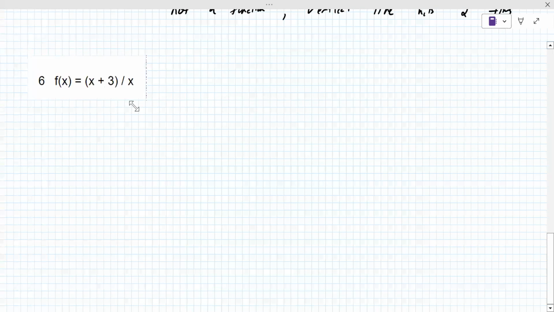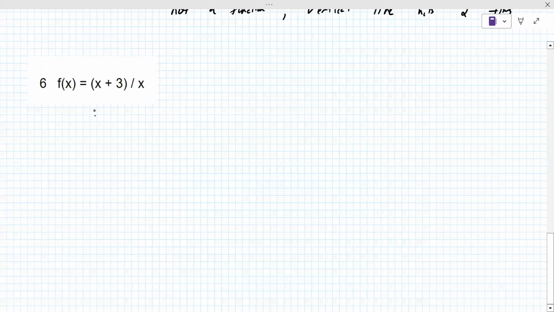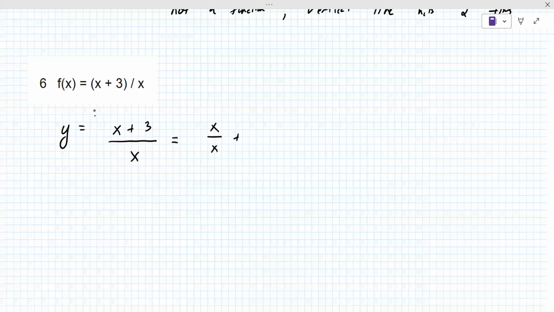All right, so this one here, just a little rewrite here. Y equals (x plus 3) divided by x. Now you can actually do the following here, which I think would make this a little bit easier, is you can divide both of these by x. And then this becomes x over x becomes 1 plus 3 over x. Okay, just a little bit of manipulation to start. I don't see why you couldn't do that.